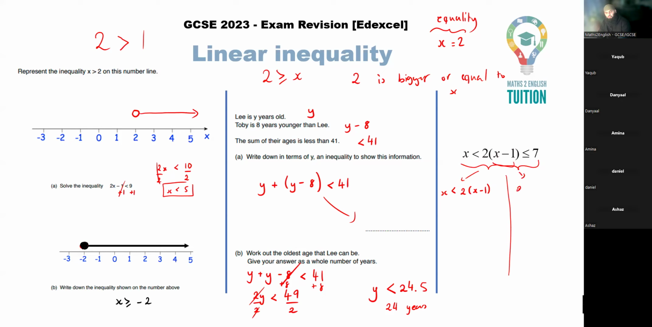We're going to have 2x minus 1 is smaller or equal to 7. Okay, so we're going to solve them separately, then we're going to bring them together. Over here, we're going to expand the brackets. x is smaller than 2x minus 2. And over here is 2x minus 2 is smaller or equal to 7.